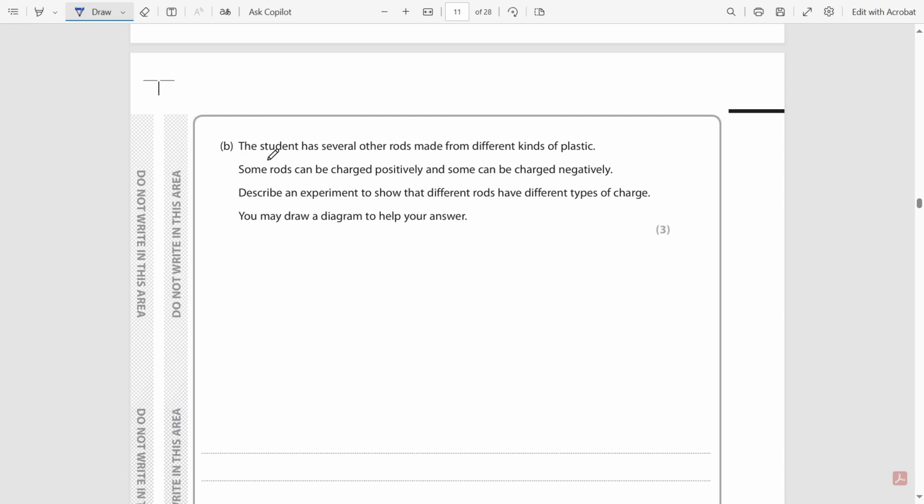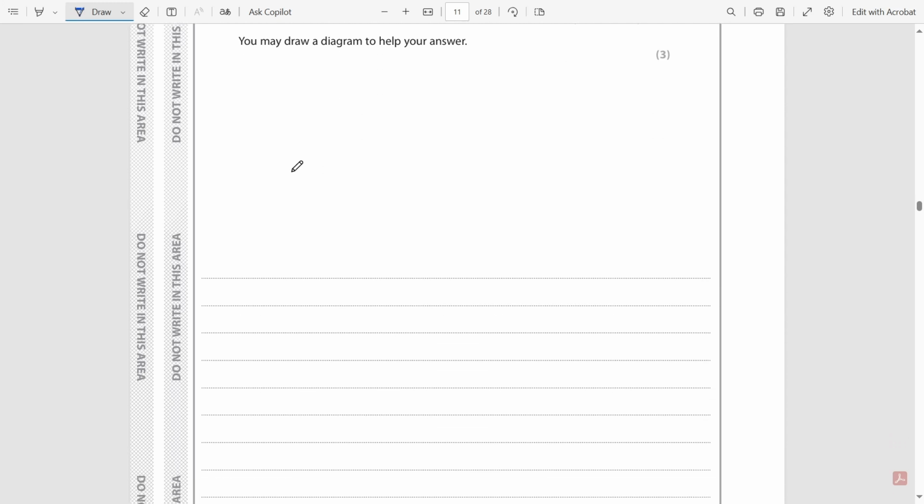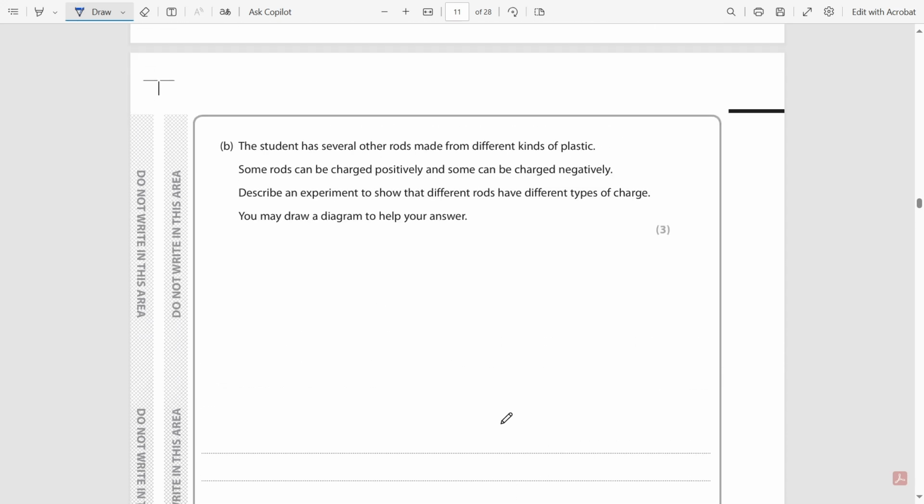Okay, the student has several other rods, made from different kinds of plastic. Some rods can be charged positively and some can be charged negatively. Describe an experiment to show that different rods have different types of charge. You may draw a diagram to help your answer. So he has several.